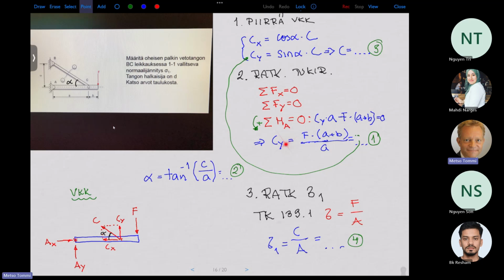And when you have written this equation, you can solve Cy. After you have solved this Cy, you have to calculate also this angle alpha. And when you have done that, then you can solve from this equation the force C. And when you have calculated the force C, then you use this equation sigma, or this one, sigma is force per cross section.